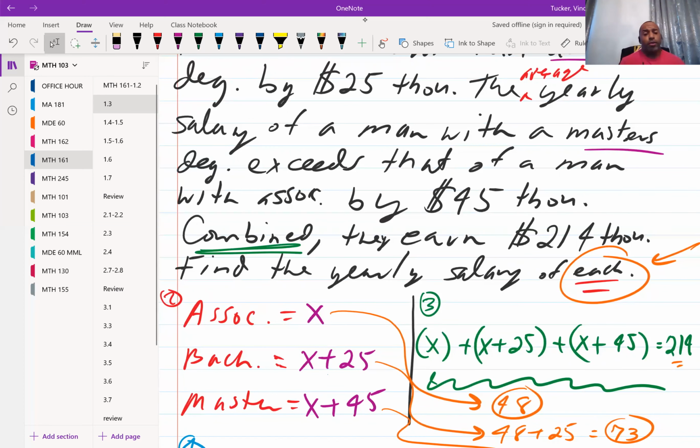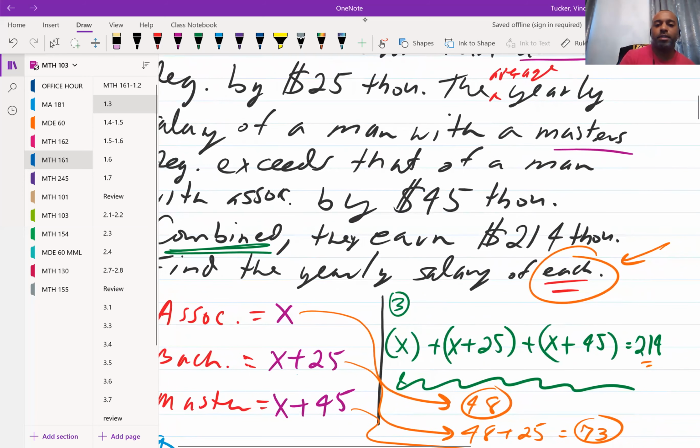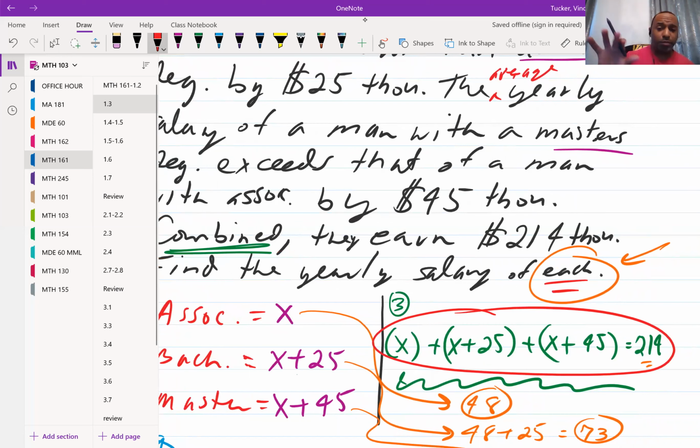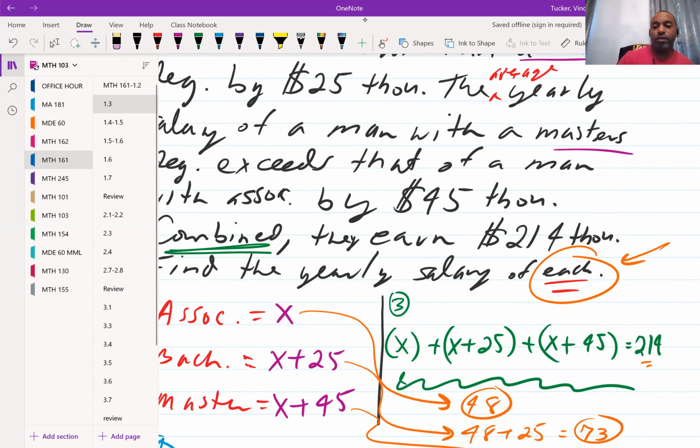So third step, you want to write an equation based on keywords that you see in the problem. So the keyword here is combined. In other words, if you add them together, they earn $214,000. So that's what we did right here in green. And I'll just put the parentheses there to signify what came from what. So you have X plus 25 plus X plus 45. Those are your 3 representations of your salaries. Adding them together gives you 214.